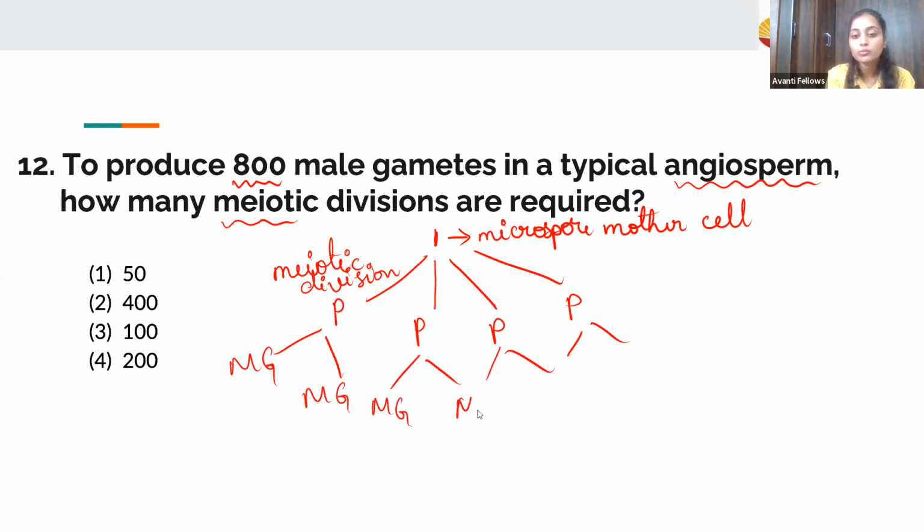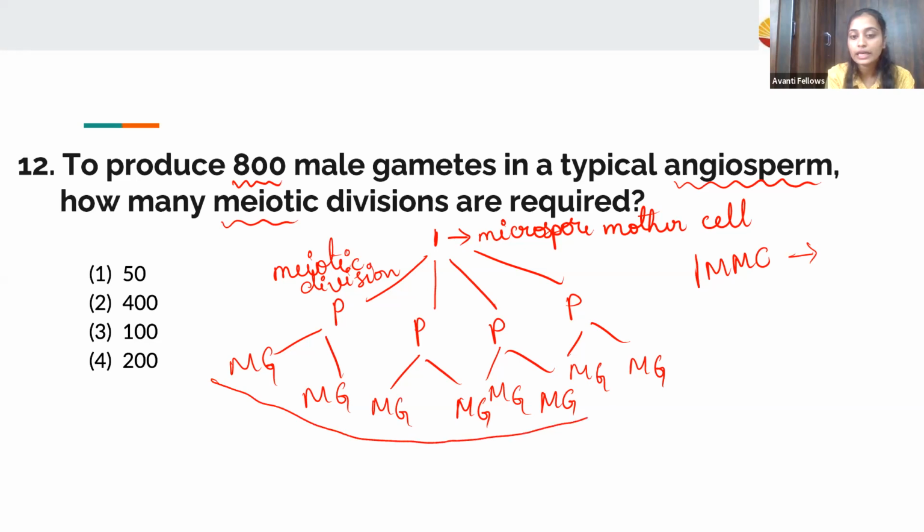So all the 4 pollen grains produce 2 male gametes each. That means one microspore mother cell produces how many male gametes? 8 male gametes. So if we are in need of 800 male gametes, how many meiotic divisions will that require?